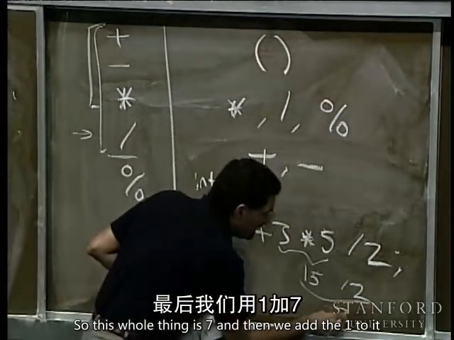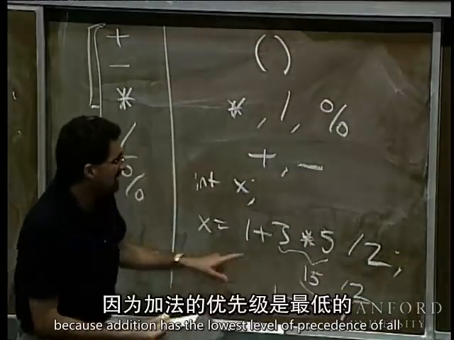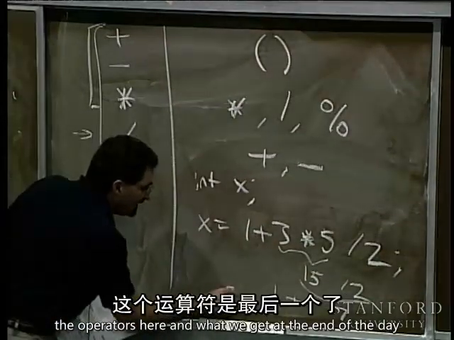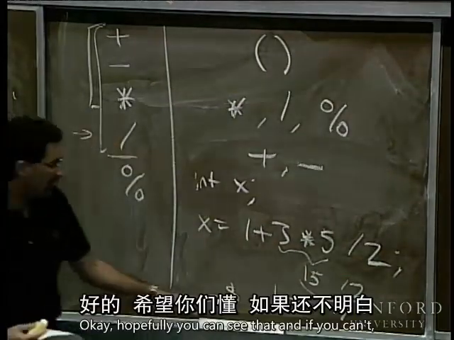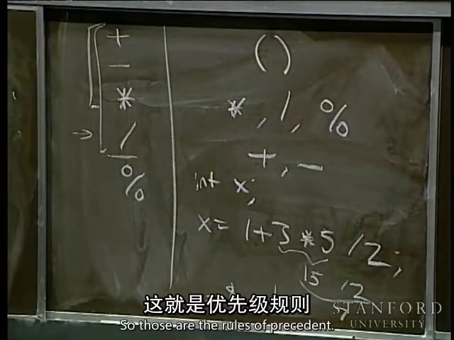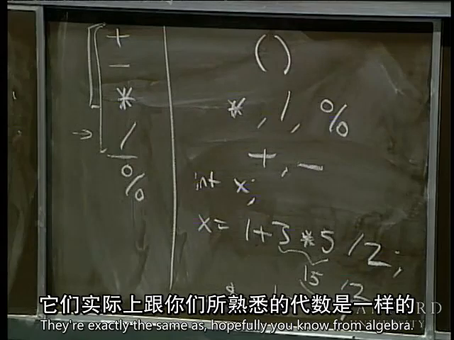So this whole thing is 7, and then we add the 1 to it because addition has the lowest level of precedence of all the operators here, and what we get at the end of the day is that x is equal to 8. Okay, hopefully you can see that, and if you can't, I will just tell you x is equal to 8. So know the rules of precedence. They're exactly the same as hopefully you know from algebra.